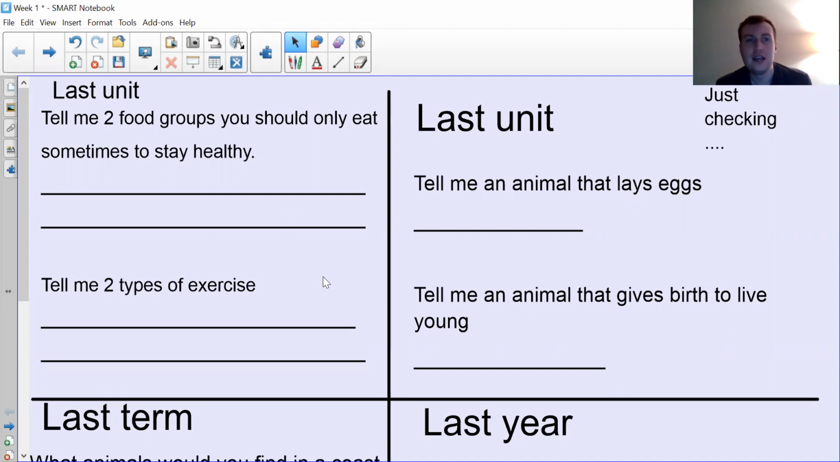Okay, so we've got from last unit, tell me 2 food groups you should only eat sometimes to stay healthy. So think about those foods that are not as healthy for us, and which ones should you eat sometimes. Tell me 2 types of exercise. Remember what exercise is? Think of 2 different ways we can exercise.